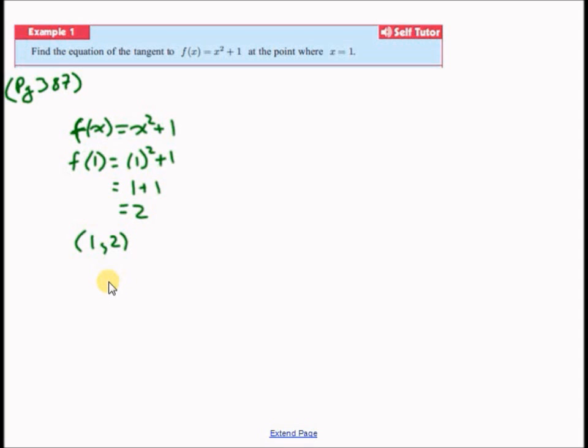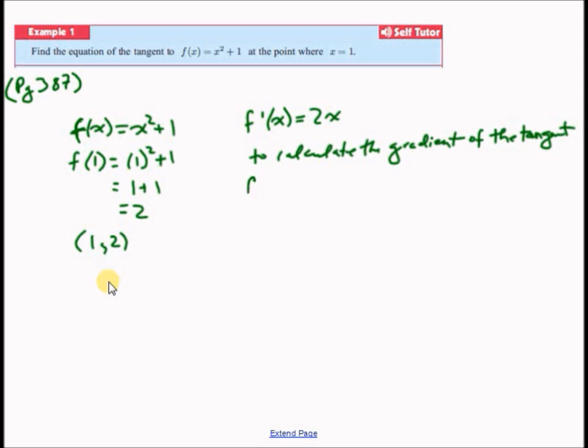Okay, the derivative is 2x. So to calculate the slope, the gradient of the tangent, we will find f dash of 1, which is 2. So therefore, the gradient of the tangent line is 2. Find the equation of the tangent line.